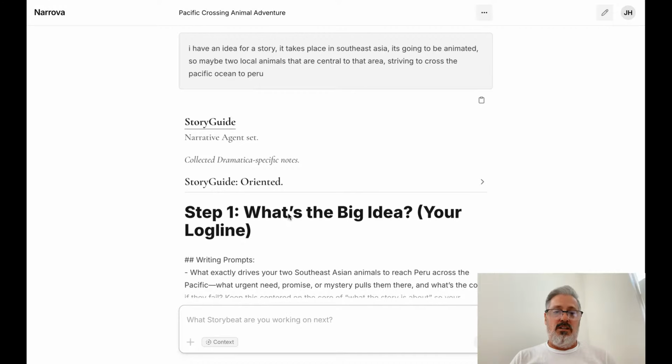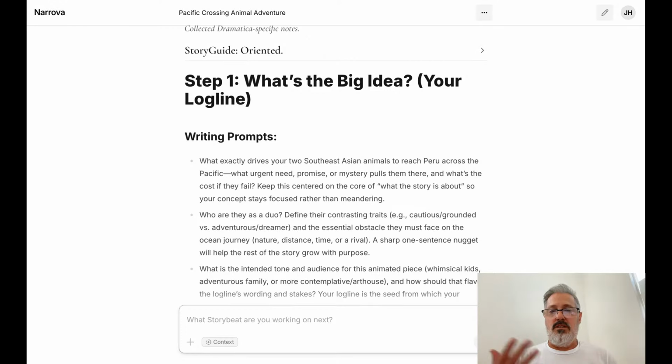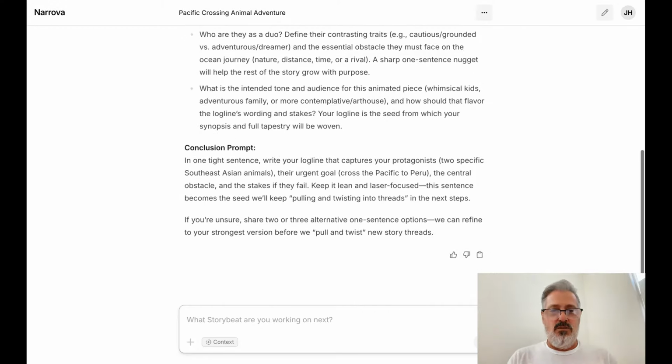And there you go. It went really fast for the very first step. So it's orienting everything to the story guide. And now, if you have watched any of the story guide stuff, you know that this is the first step, where it asks you what's the big idea, essentially just asking questions about your original idea as if you are the audience watching or reading it, and all the questions you would have about, like, what exactly drives these two animals to reach Peru. What do they do as a duo? Define their contrasting traits. What is the intended tone? It's just supposed to spur a lot of creative thought.